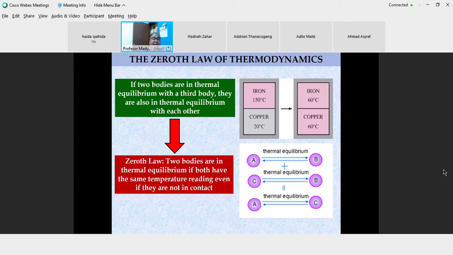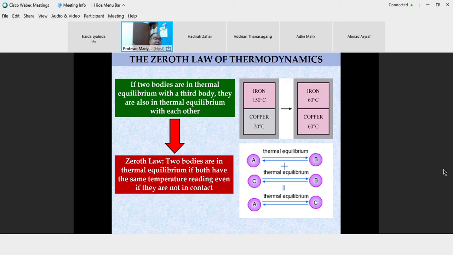Touch each other, the iron kisses the copper. So 150 kiss 20 degrees Celsius. At the end of the process, both have 60 degrees Celsius and 60 degrees Celsius, both for iron and copper. So what is different? So this phenomenon is known as the zeroth law.